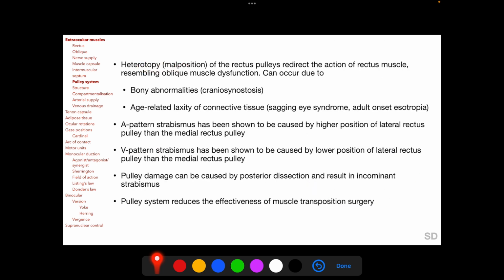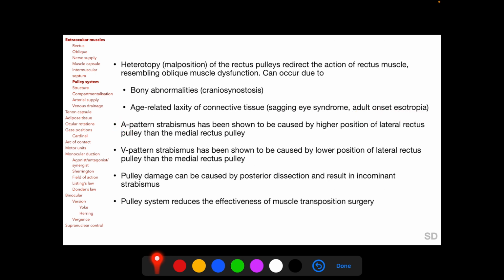Heterotopy or malposition of the rectus pulleys can change the direction of action of the rectus muscles and resemble oblique muscle dysfunction. This heterotopy or malposition of the rectus muscle pulleys can occur due to bony abnormalities such as craniosynostosis or age-related laxity of connective tissues, as found in sagging eye syndrome and adult onset esotropia.